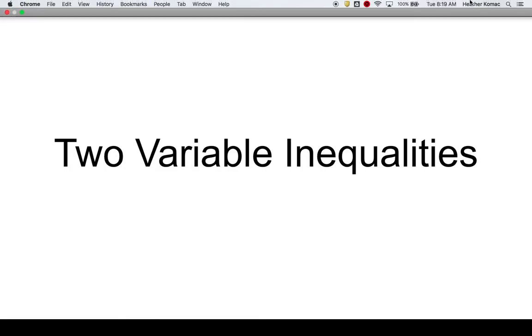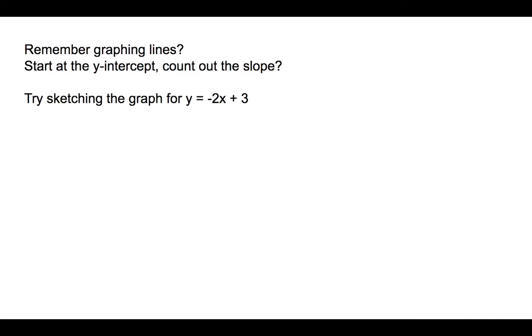All right, let's take a look at two variable inequalities today. So two variable inequalities are going to be a little different than one variable. We'll see how different. So remember when we were graphing lines, how you'd start at the y-intercept, you'd count out the slope. So just to make sure you remember, why don't you try sketching the graph for y equals negative 2x plus 3. Go ahead and pause the video, sketch your graph, and then come back and let's see how you did.